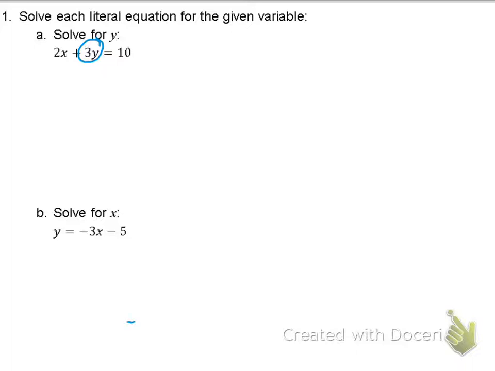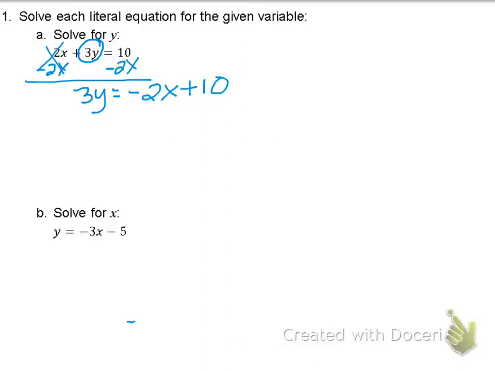So we're going to subtract 2x on both sides. That will cancel, and we'll be left with 3y equals negative 2x plus 10. The reason I'm writing it like that is because we normally put the variable terms first and then the constants after that. It's just standard form for algebra.